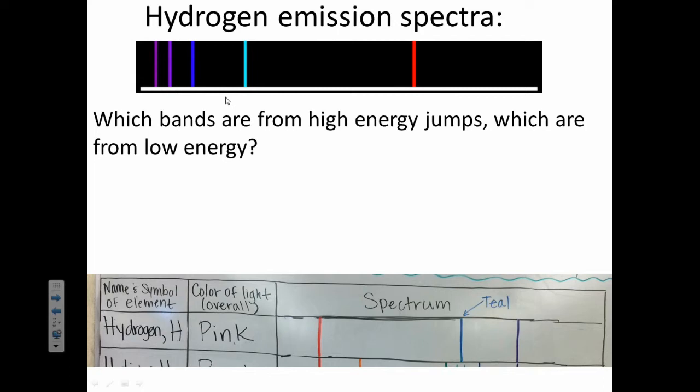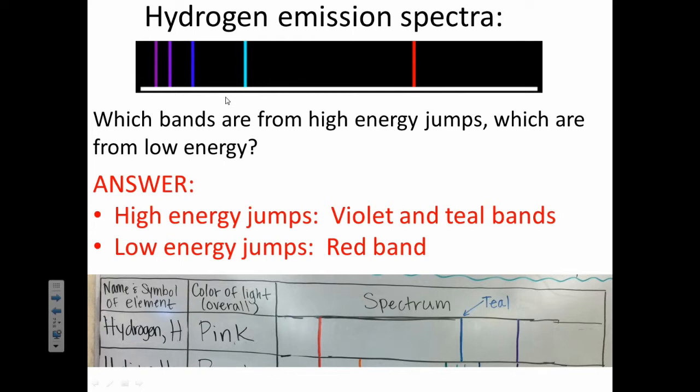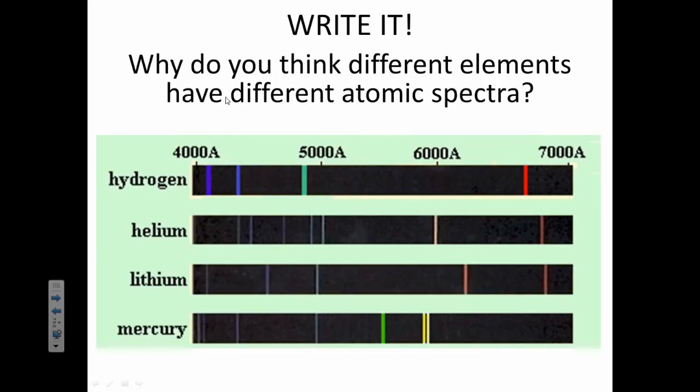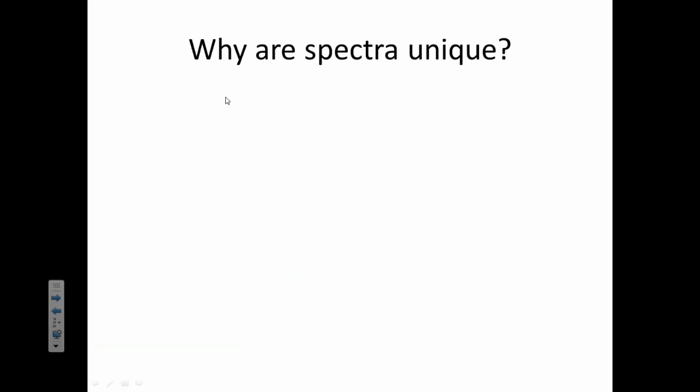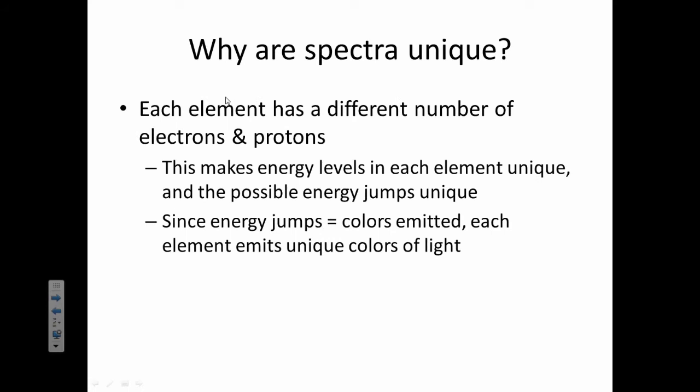So which bands are from the high energy jumps and which are from the low? The violet and the teal are from bigger jumps, and the red band is from a low energy jump, or many low energy jumps. Why do you think elements have different spectra? Did some sharing in class? Well, because every element has a different number of electrons and protons. This makes the energy levels unique, the possible jumps unique. Since the colors that are emitted are from these different jumps, every element emits its own unique set of colors.